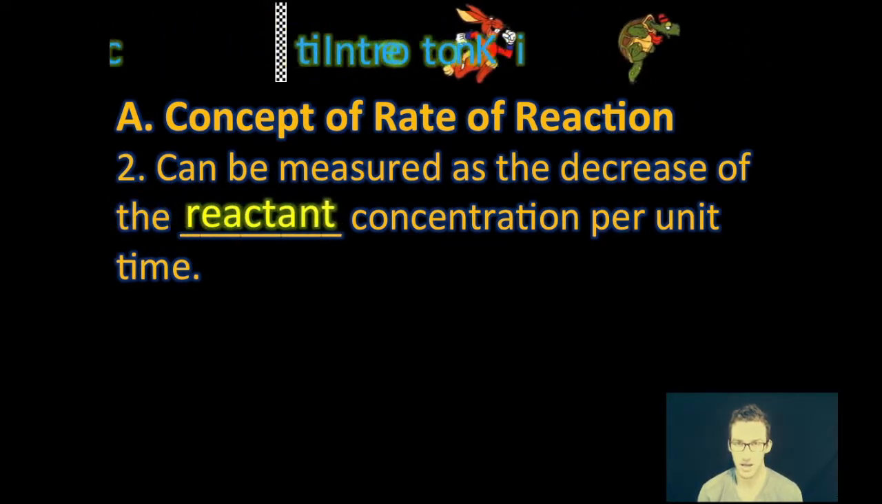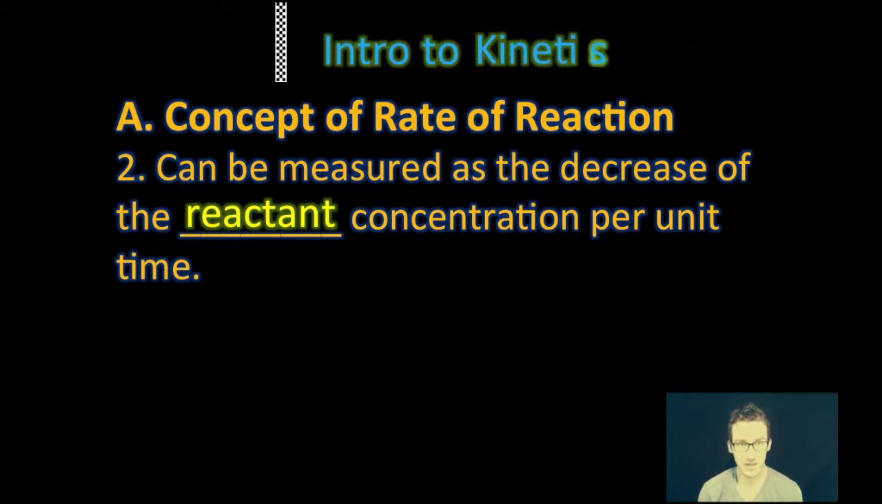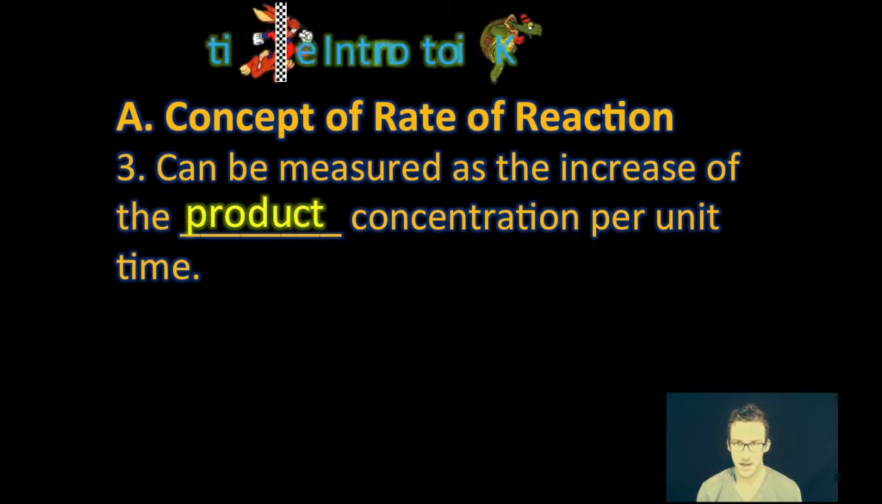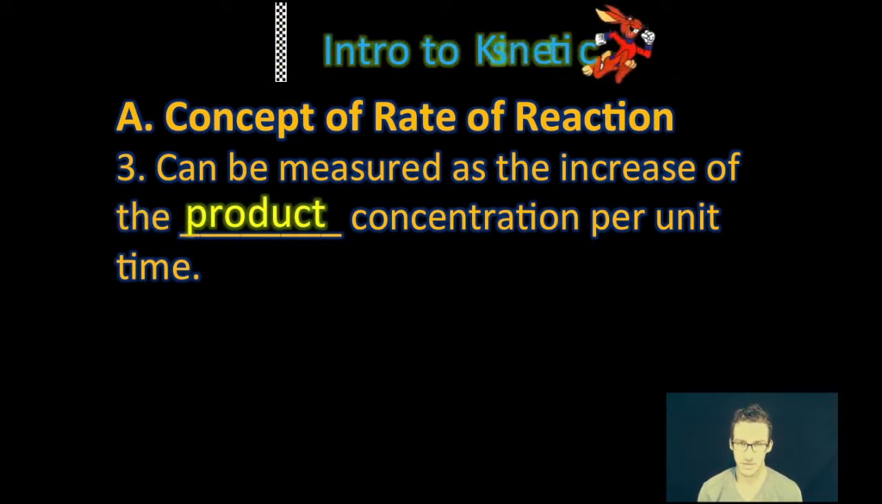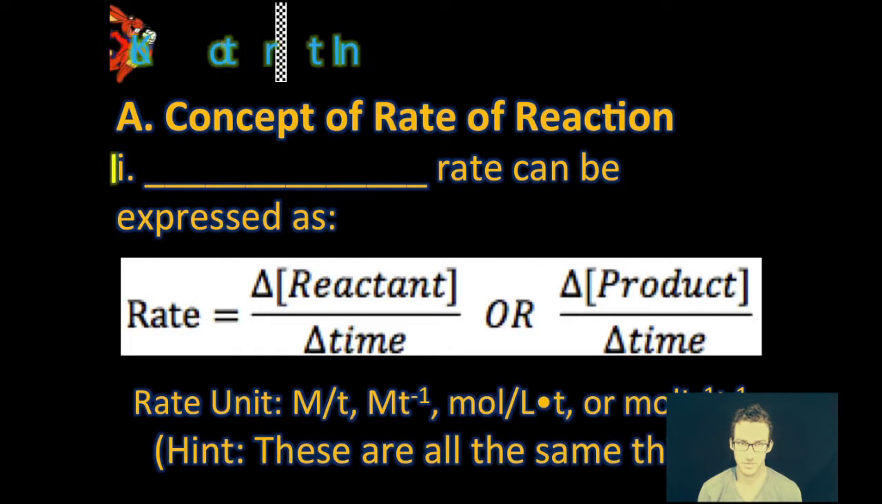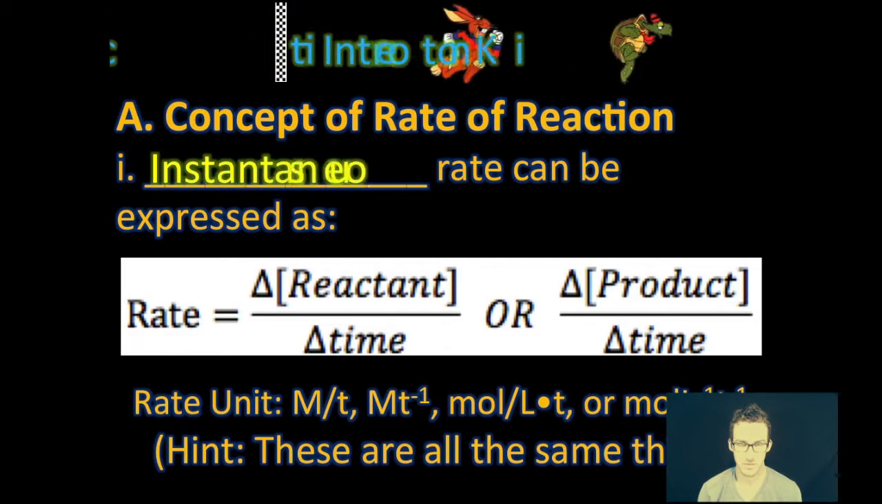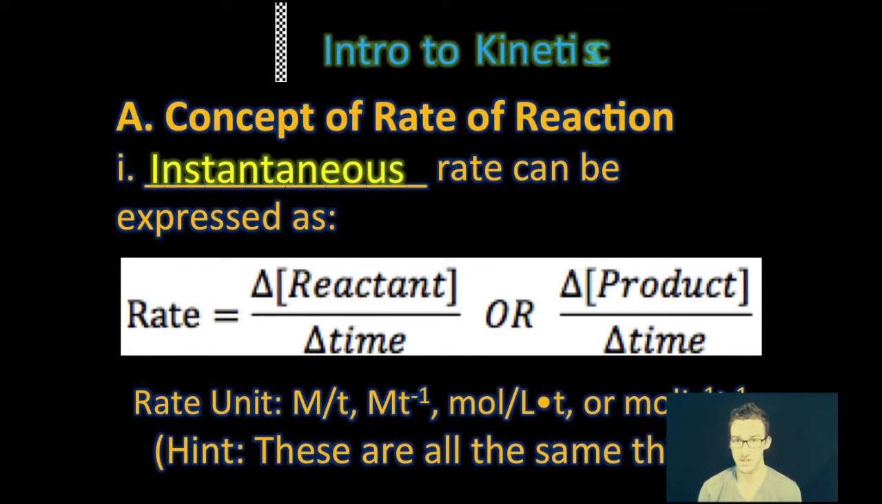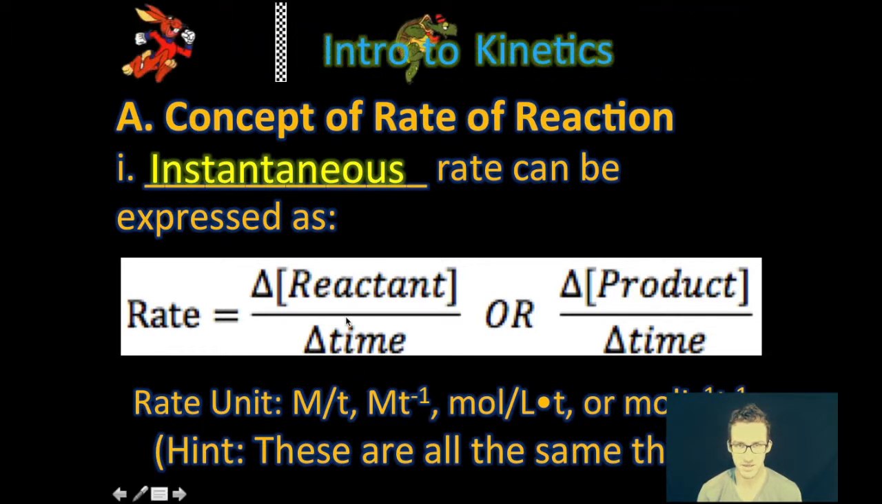Now we can measure the reaction rate as the decrease of the reactant concentration per unit time, or we can measure it as the increase of the product concentration per unit time. Regardless of whether we are measuring the changes in reactant concentration or product concentrations, we can then determine what's called the instantaneous rate simply by, again, measuring those changes in concentrations over the changes in time. And as you look at your screen, there are a couple ways that we can express that instantaneous rate, again, just depending on whether we're talking about reactants or products.